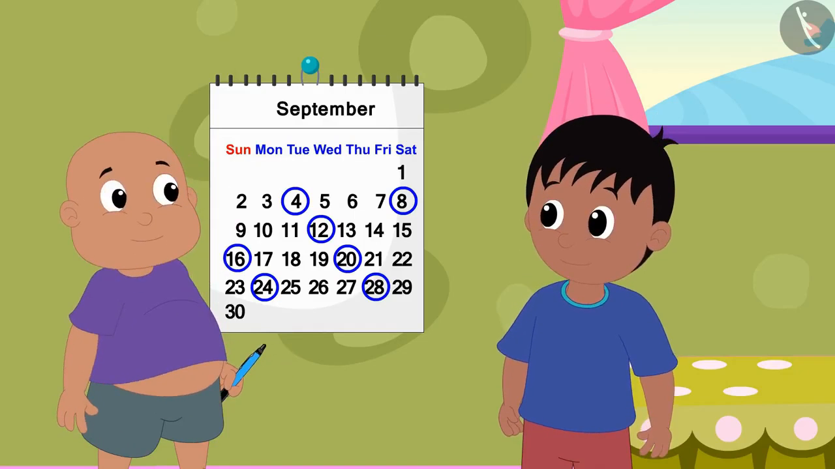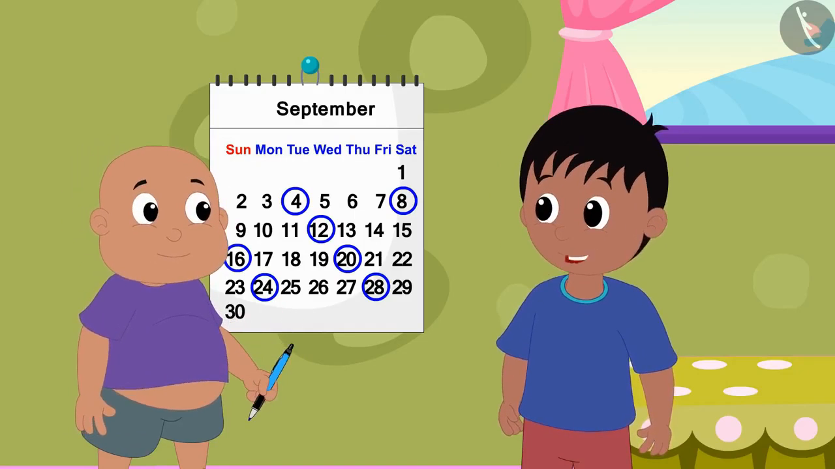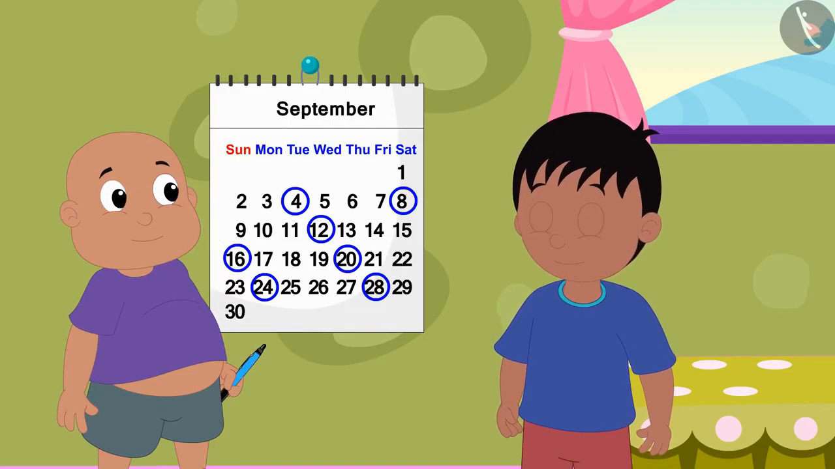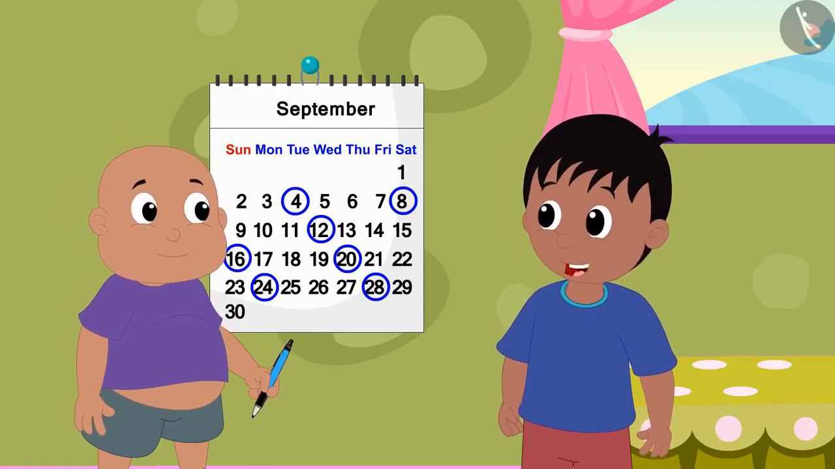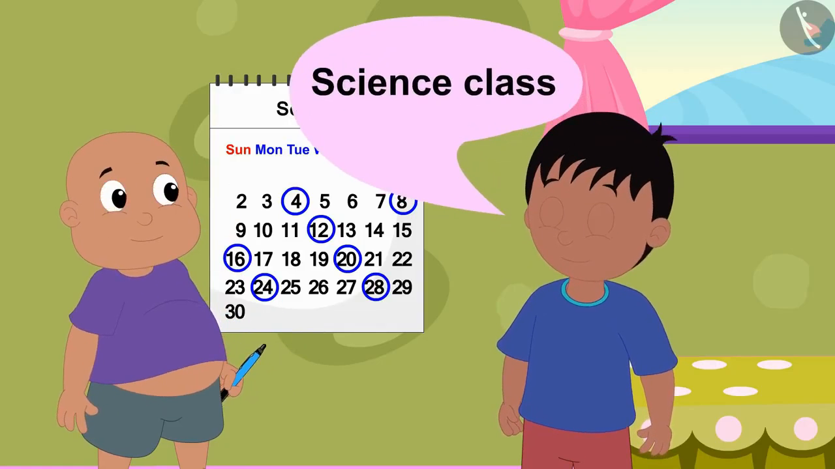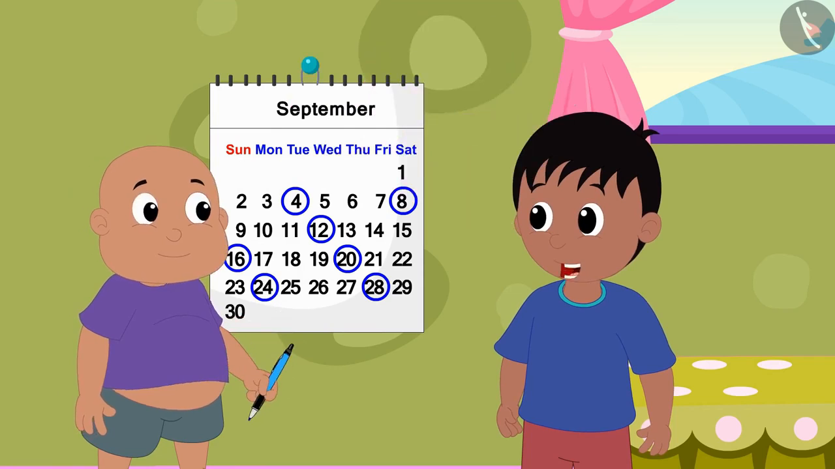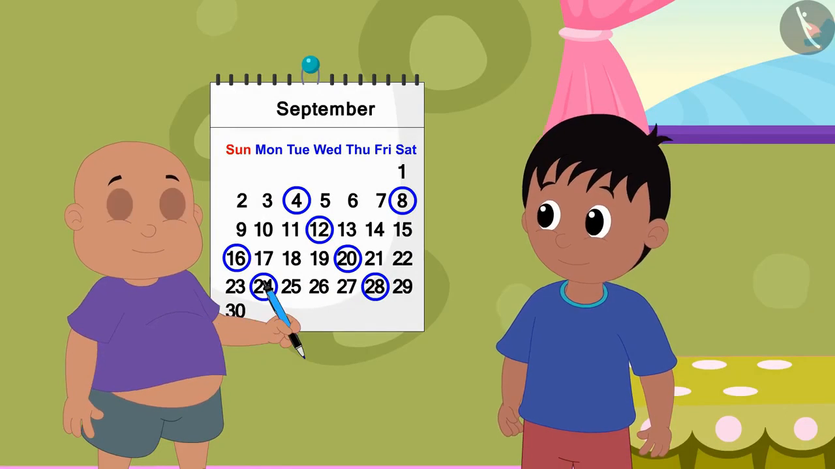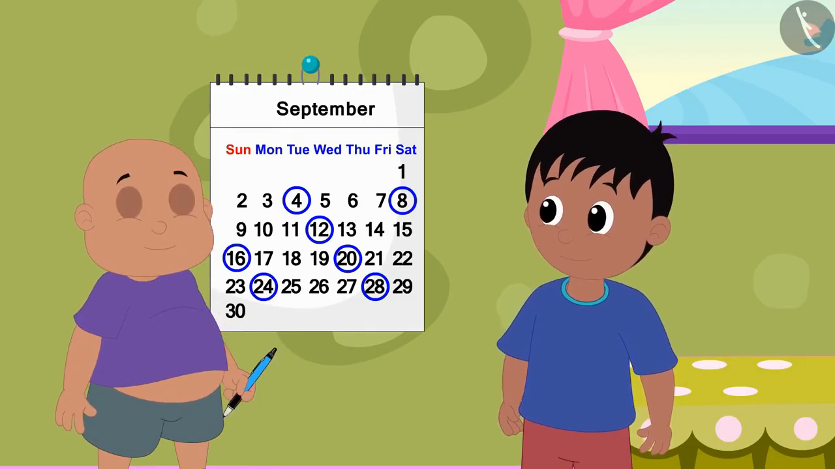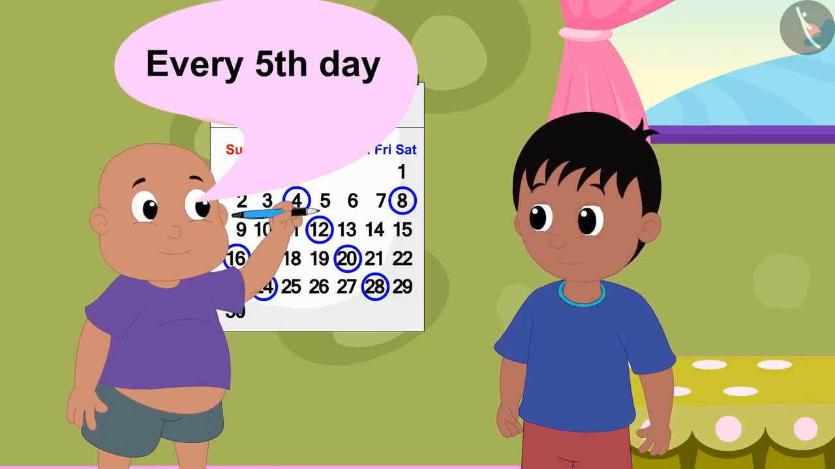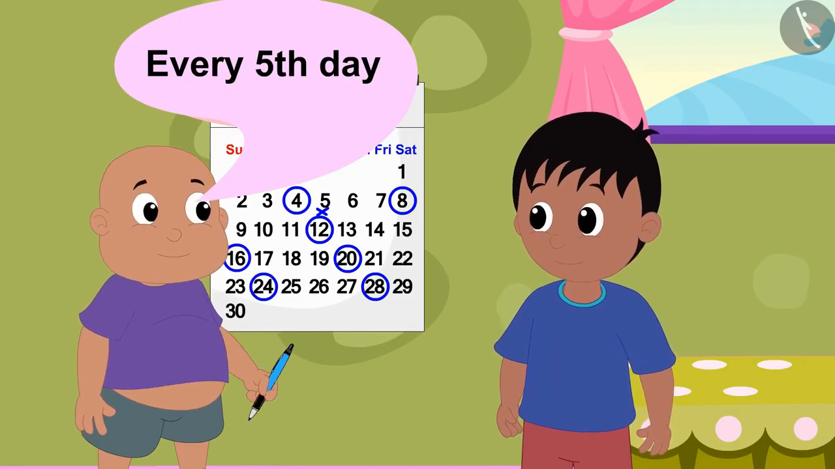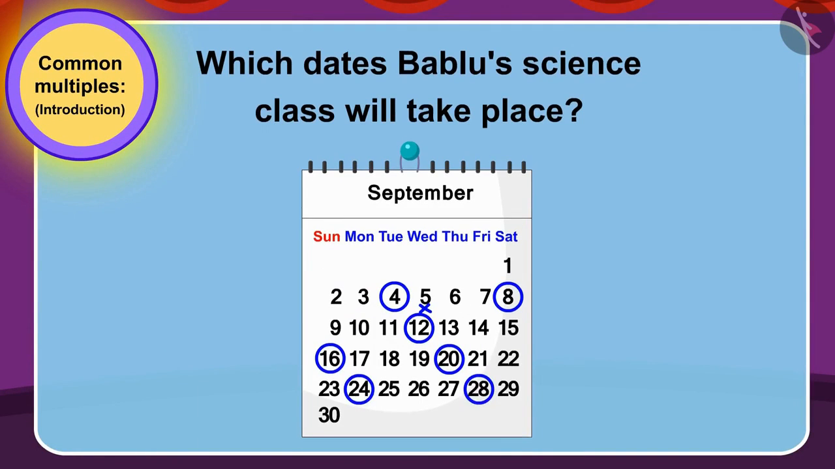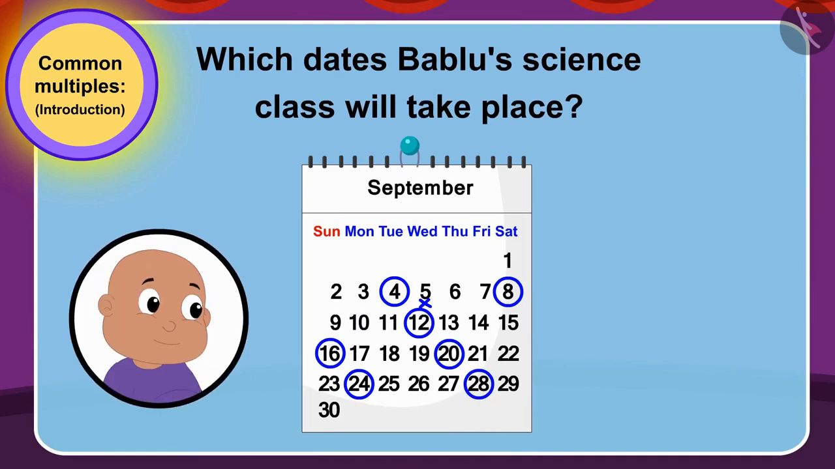Now Raju said to Bablu, "Bablu, your math class is on so many days and you have also enrolled in science class. So, on what days will your science class be?" Bablu told Raju that his science class would be every 5th day. Children, can you use multiples to tell on which dates Bablu's science class will take place?